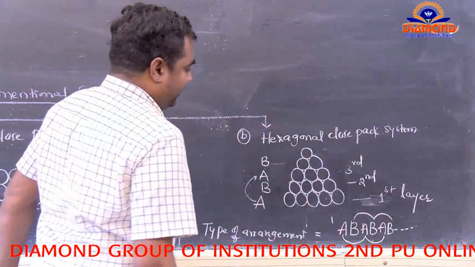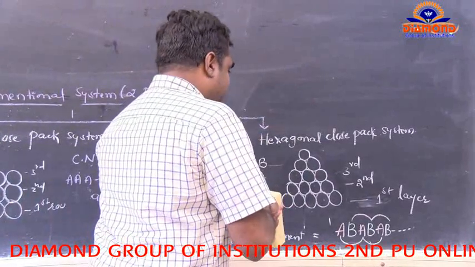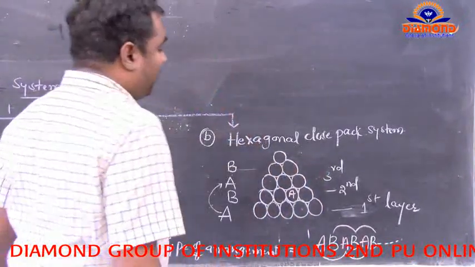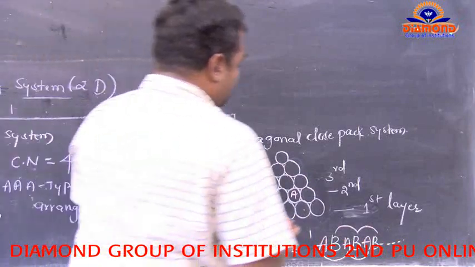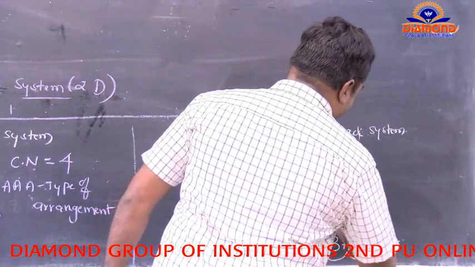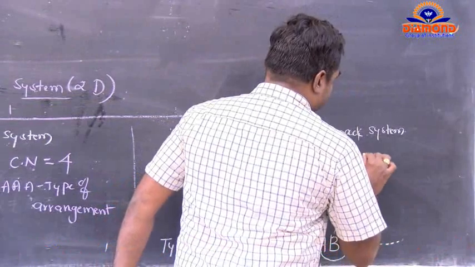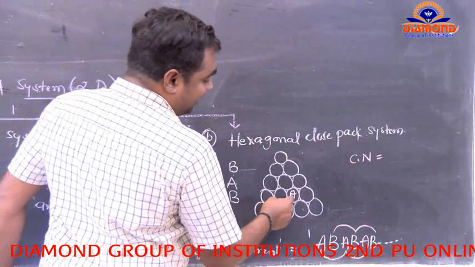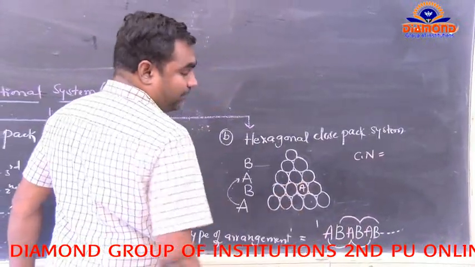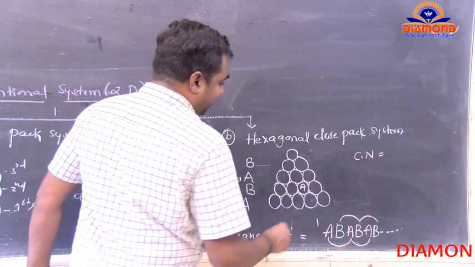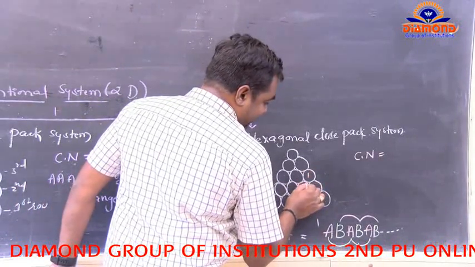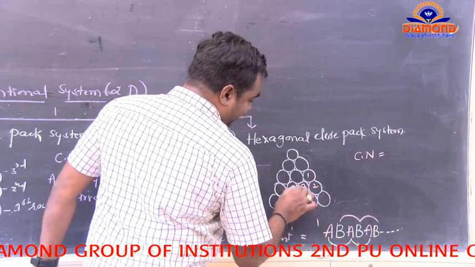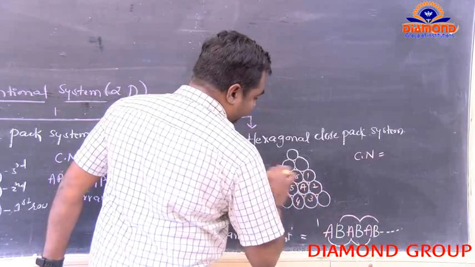Now here, what's the coordination number? For this one I have to choose this atom. For this particular atom, what is the coordination number? How many atoms are in contact with this particular atom A? Here you can see one touches, second in contact, third in contact, fourth, fifth, sixth in contact.